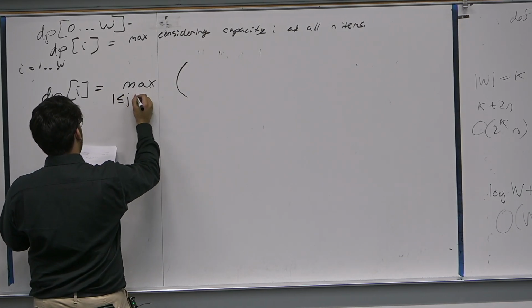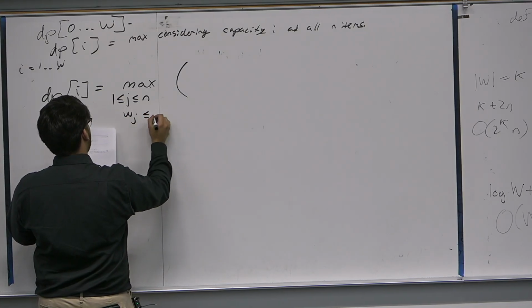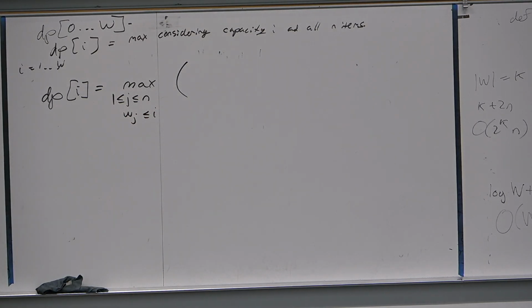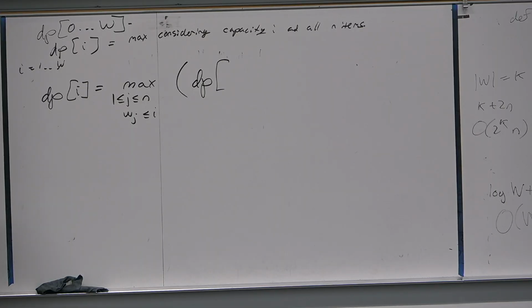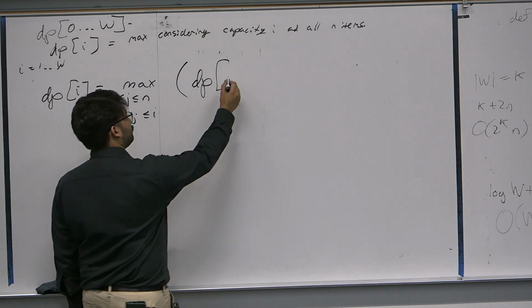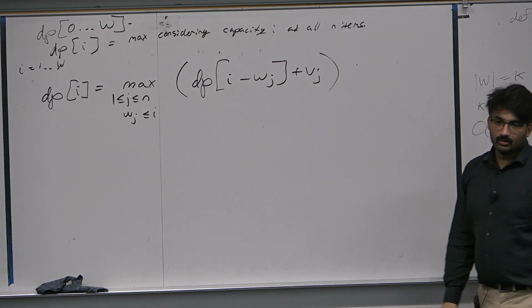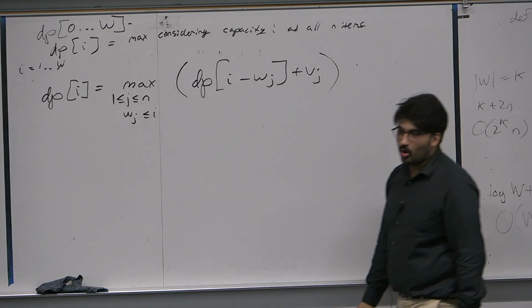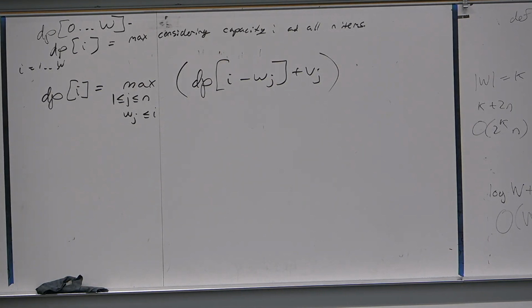I'll help you out. Let J range over the items, and let Wj be choosable. Right, so it'll be dp of I minus wj, and then plus vj. Done. For every item, the loop goes over all the n items, and it chooses the max of those for each one. Okay, that's it. That's knapsack with repetition in 1 dimension.